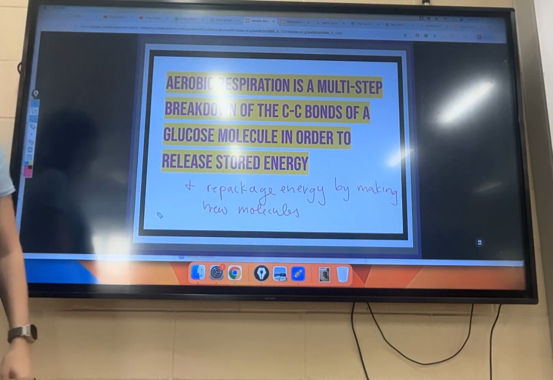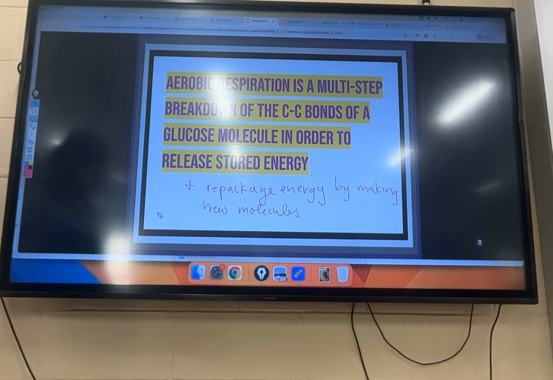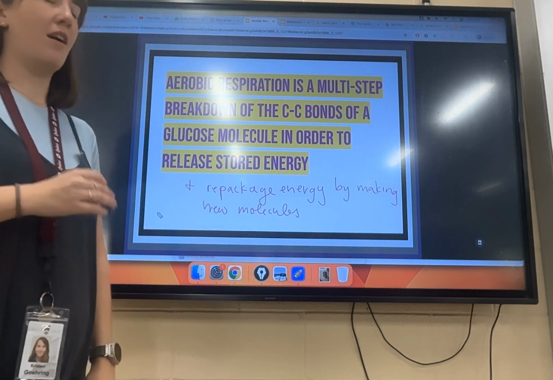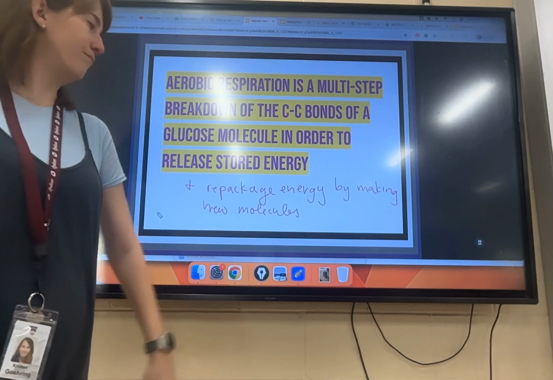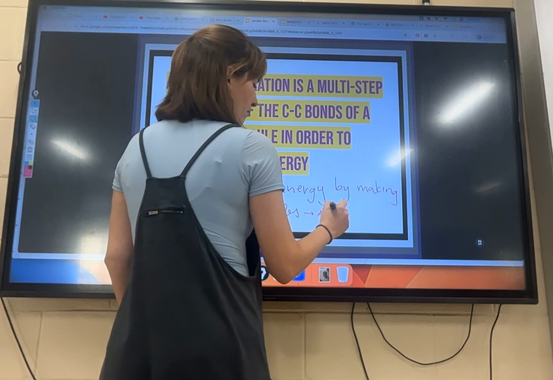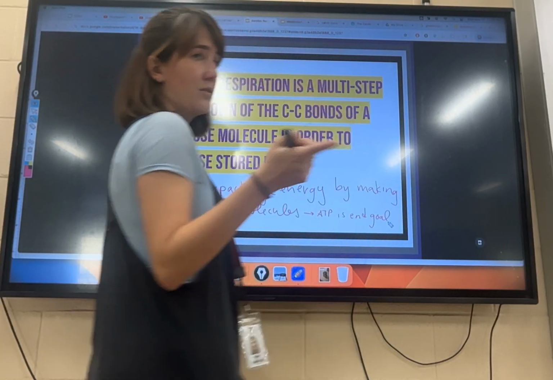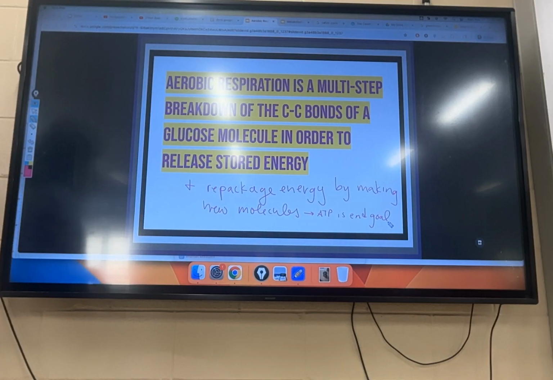What new molecules are we going to repackage that energy into? That's going to be a temporary thing. Our electron carriers will temporarily move the energy around. Our end goal is what? ATP. So ATP is our end goal. But we are going to use a lot of those electron carriers to get this process accomplished.